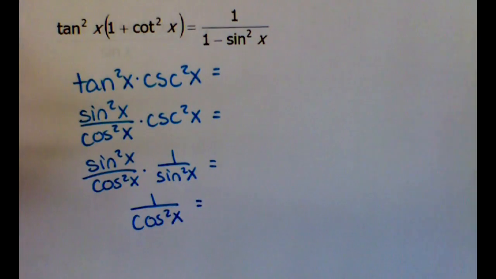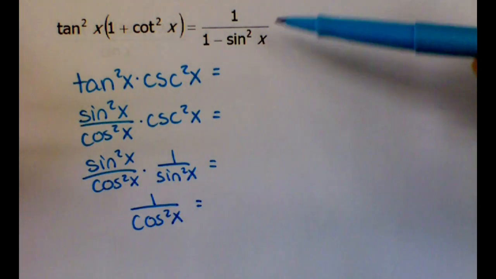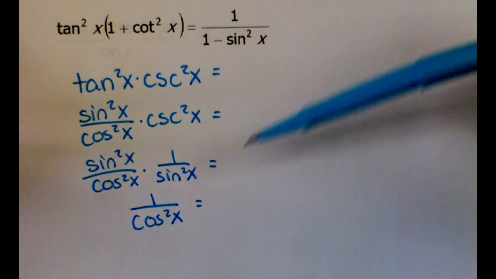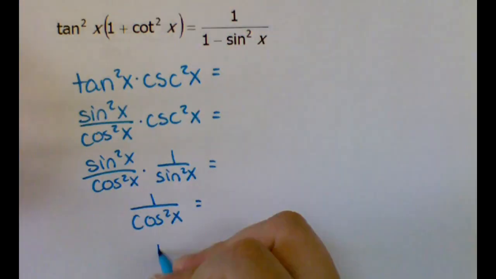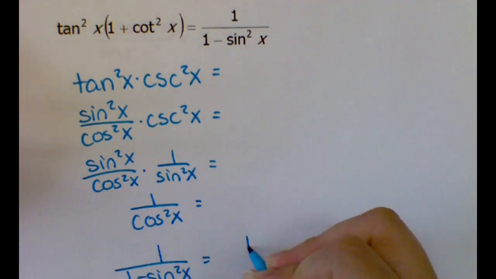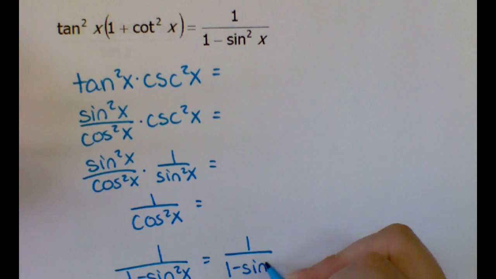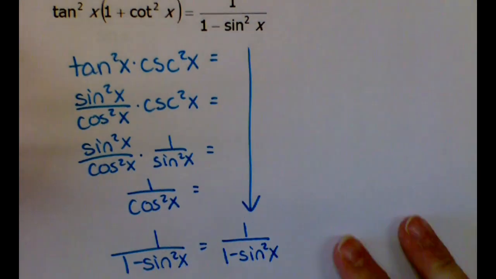Now you might say, all right, let's make that secant squared of x and call it a day. But that's not what I'm trying to get to. Always keep in mind what you're trying to get to, because I can rewrite cosine squared as 1 minus sine squared. And that's what I was trying to get to. So that is actually where I want to be.